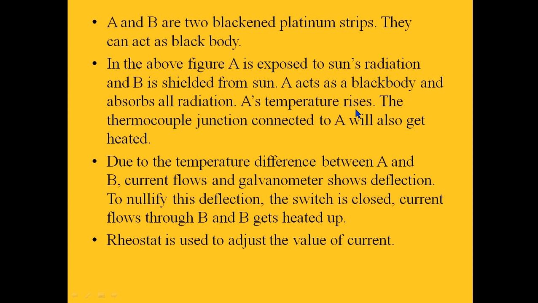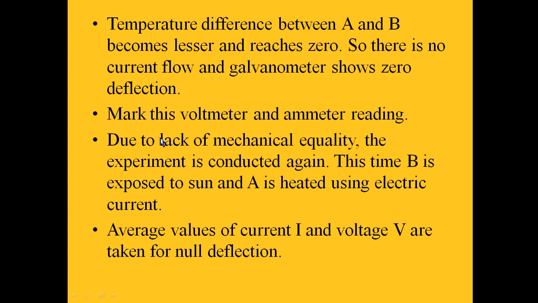So A's temperature rises. The thermocouple junction connected to A will also get heated. Due to the temperature difference between A and B, current flows and the galvanometer shows deflection. To nullify this deflection, the switch is closed, current flows through B and B gets heated. Now the rheostat is used to adjust the value of current. Now the temperature difference between A and B becomes lesser and reaches 0. So there is no current flow and the galvanometer shows 0 deflection. Mark this voltmeter and ammeter reading.